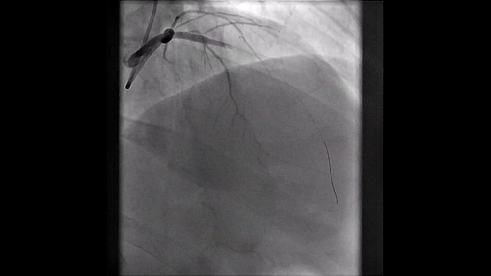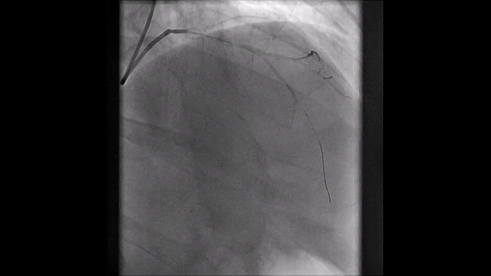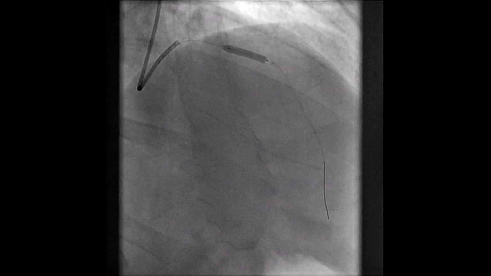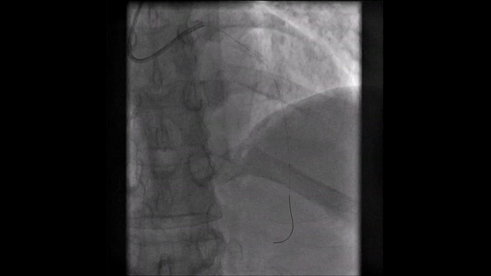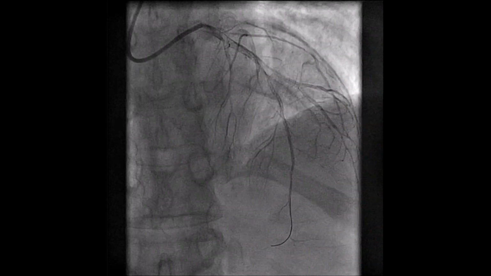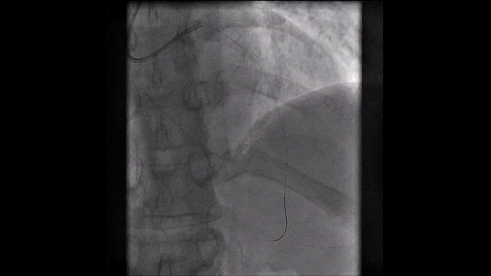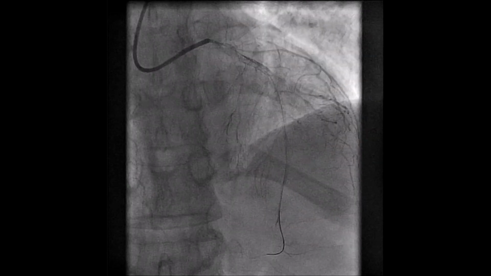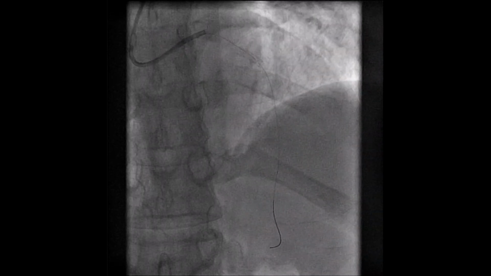Anyway, the relevance of this point is to ensure flow of the main branch, and implanting a stent in the blockage zone could be necessary. This props the artery and restores blood flow. And this is the final result. As you can see, we have recovered the blood flow of the artery after implanting the stent, obtaining a good angiographic outcome and without procedural complications.